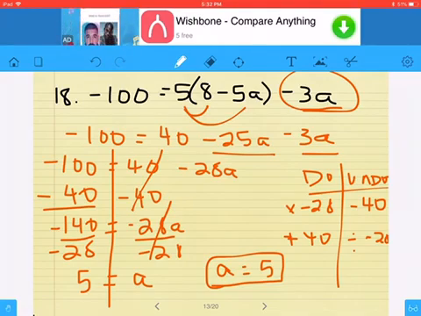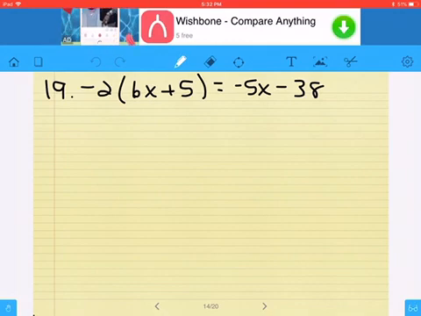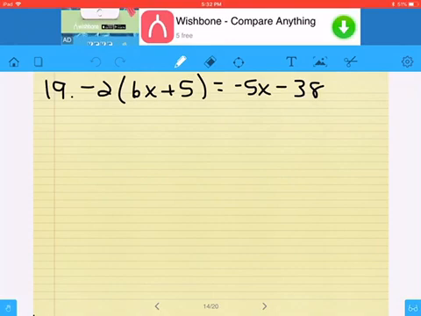And as always, I would check your answer in the context of the original question, just to check. All right, so negative 5 times 5 gives me 25. 8 minus 25 is going to give me negative 17 times 5 gives me negative 85, and then we want to subtract 3 times 5 from that, which is going to be negative 100. So our answer does check out, and we're good for number 18.